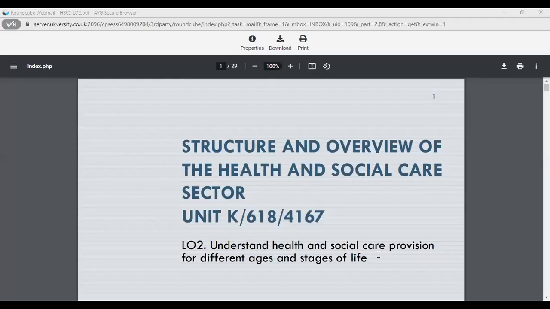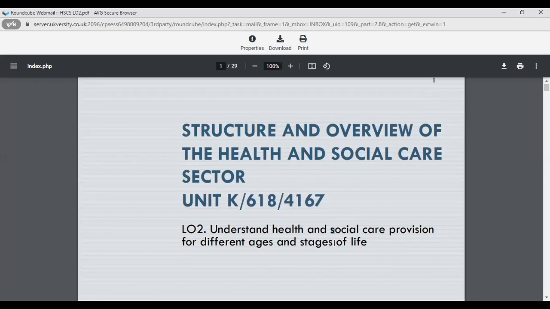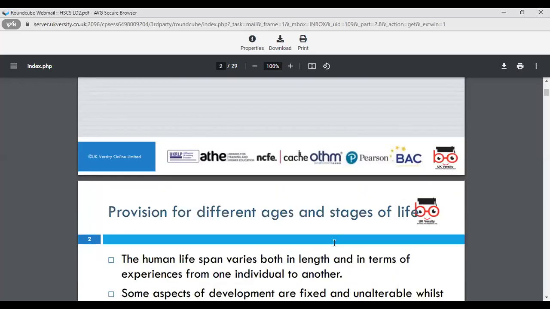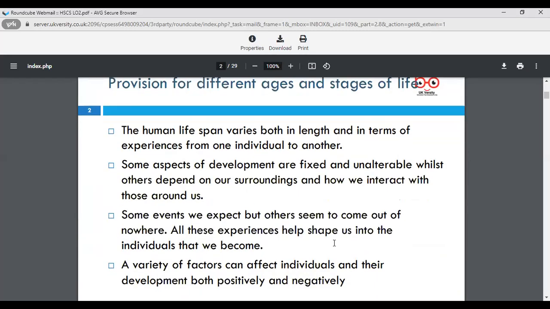So our second learning objective is to understand health and social care provision for different ages and stages of life. I hope you can see my screen. So the different provisions for different ages and stages of life. Throughout the human lifespan, we have even before life, the infant who's in the mother's womb. Life starts from there actually.